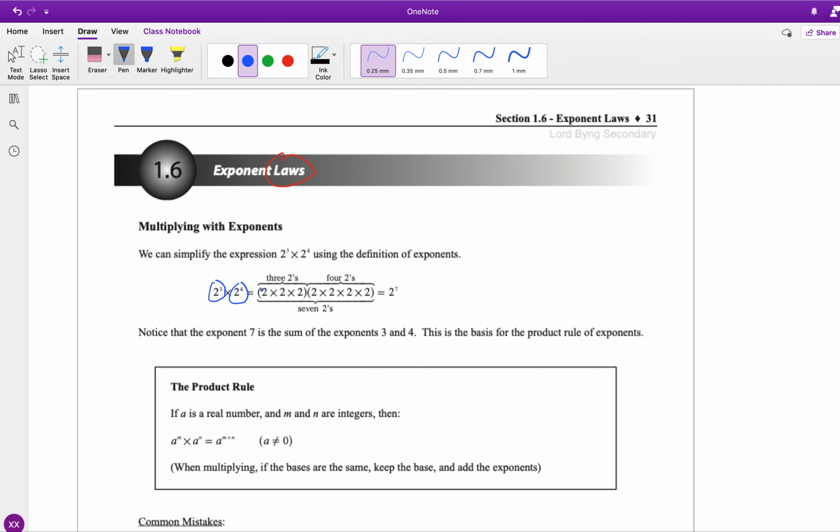Now why? 2 to the power of 3 is 3 of 2's multiplied together, and similarly for the 4, and then together they're 7. Therefore, you just add the exponents, and that's it. Note that this has to be the same base. Has to be the same base.